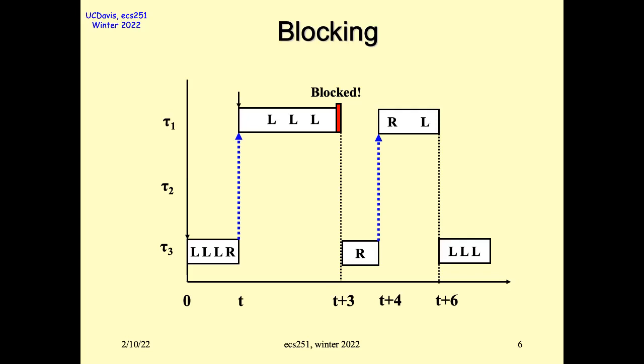But at some point, thread number 1 reached the point where it wants to get into RX, the mutual exclusion. It cannot. Why? Because thread number 3 holds it. So this is called blocking and waiting. Now at this moment, thread number 1 is no longer ready.